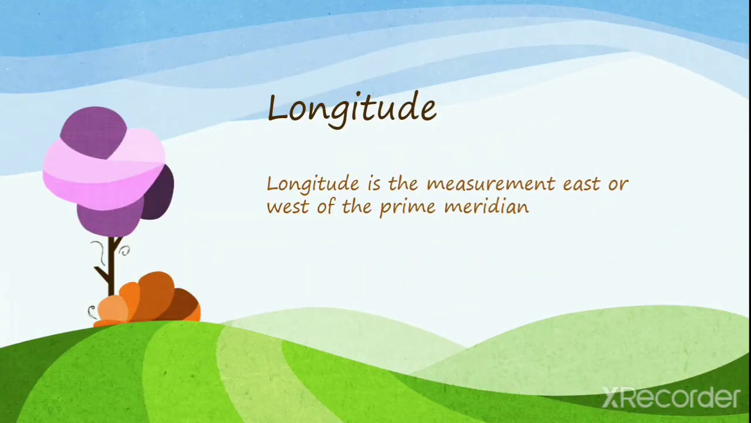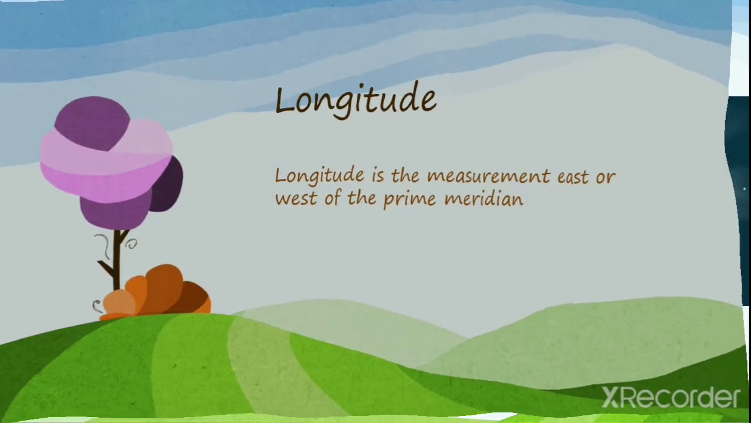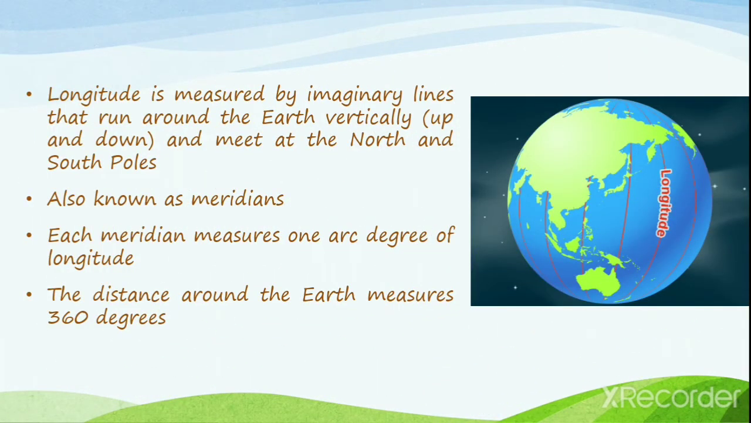Now let's look into longitude. Longitude is the measurement found east or west of the prime meridian. The longitude is measured by imaginary lines that run around the earth vertically and meet at the north and the south poles. These divide the earth into the eastern hemisphere and the western hemisphere.